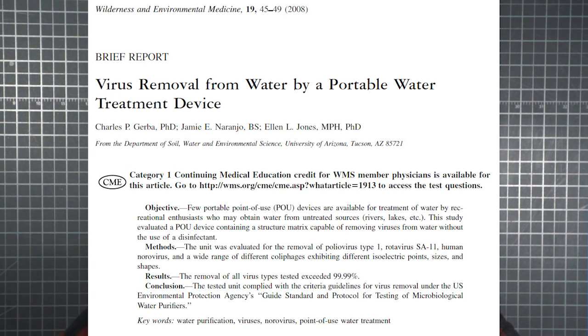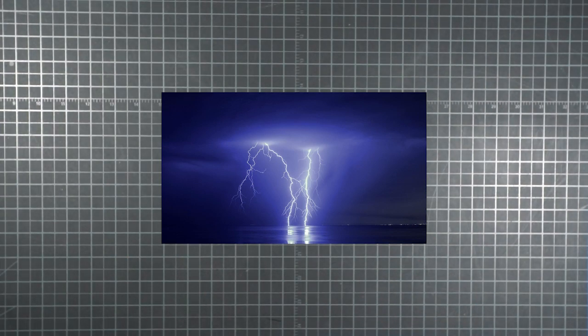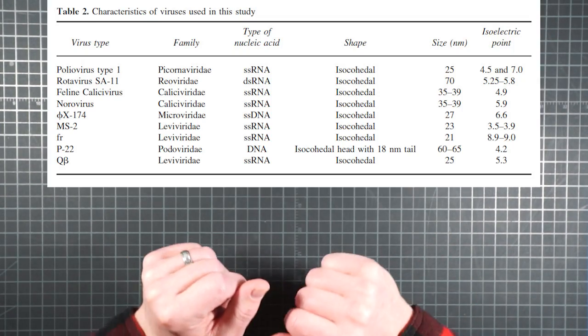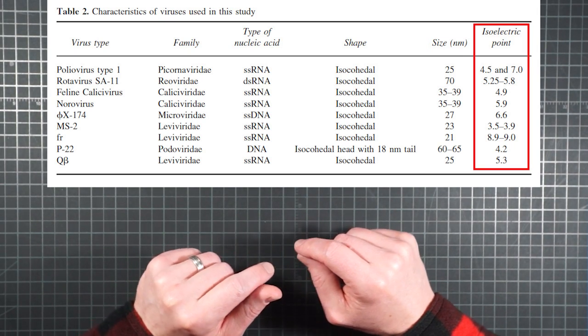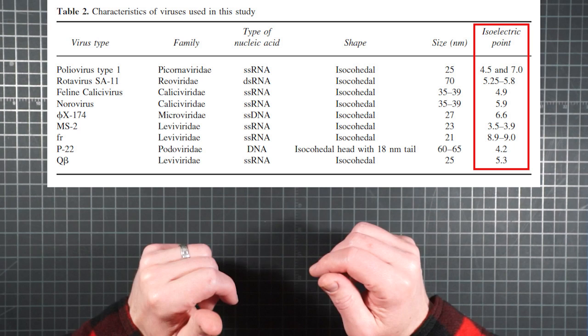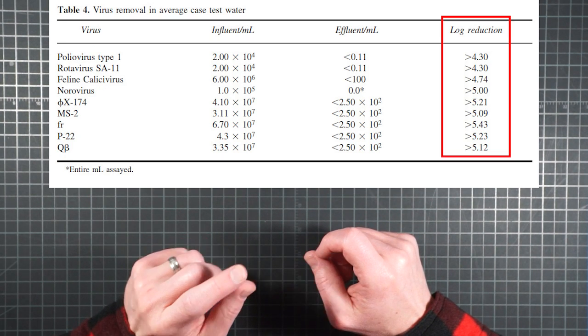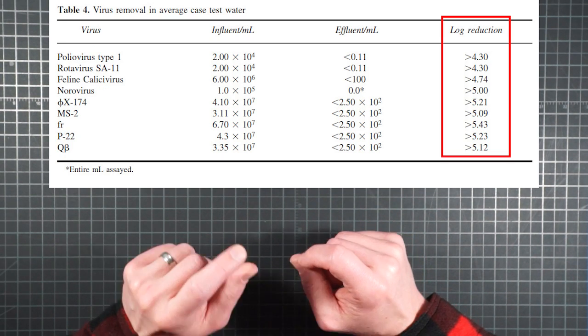And this study from 2008, also published in the Journal of Wilderness and Environmental Medicine, took a look at the First Need's performance with this particular issue in mind. 9 different viruses were used of varying sizes and isoelectric points ranging from 4.2 all the way up to 9.0. Log reduction exceeded the EPA required for all virus types.